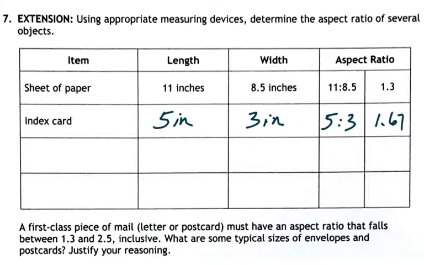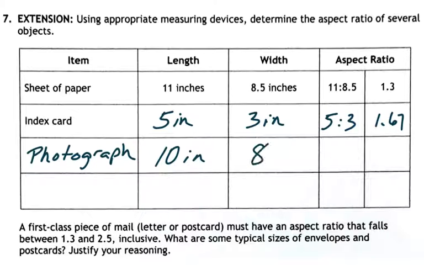The other type of rectangular object that I know very well here is a photograph, and a typical photograph where you're going to frame the photograph is an 8 by 10 photograph. So 10 inches for the length, 8 inches for the width. So here the 10 to 8 aspect ratio can be simplified to a 1.25 to 1 aspect ratio.